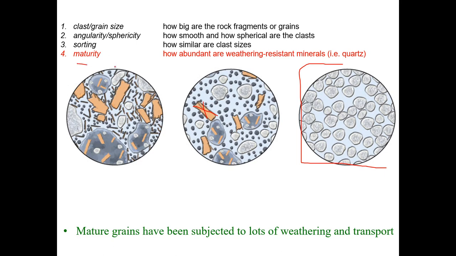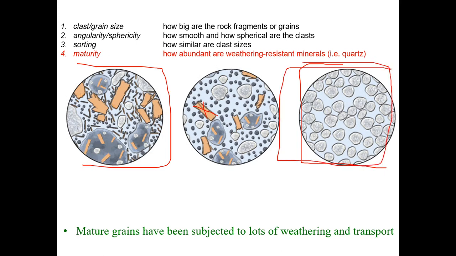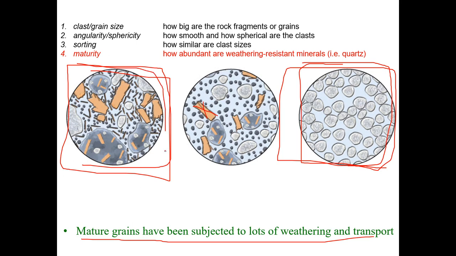So if you see something with a lot of olivine and amphibole and pyroxene in it and not so much quartz, that's a low maturity. If you see something that's pure quartz, that's a high maturity because quartz is the last thing to get destroyed. That and hematite. So very mature grains have been subjected to lots of weathering and transport, whereas something like this has not been subjected to very much weathering and transport.